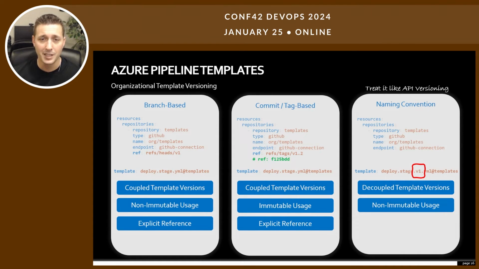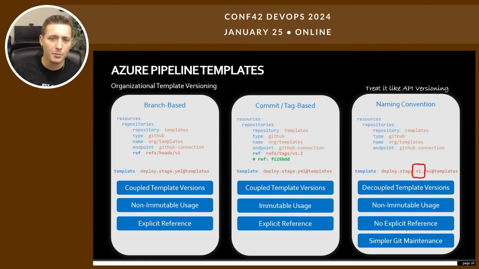It's not immutable, so I can make changes to that version 1 and maintain it appropriately under the covers for its implementation. And notice that there's no explicit reference here. This is kind of nice. My teams don't have to worry about exactly which version to use. They're not making any explicit reference at all. And that's going to automatically grab the default branch and allow them to use those templates. I think overall, this is a little bit simpler in terms of Git maintenance as well. You can follow a trunk-based delivery pattern, which is nice.